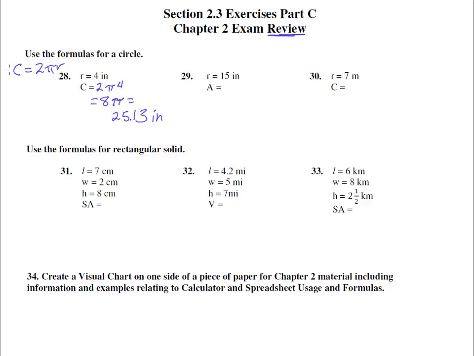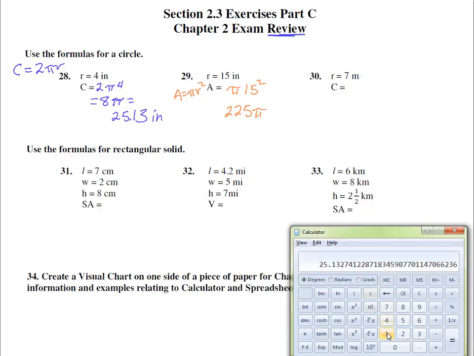This time we're using the formula for area. So this is going to be area equals pi r squared. That's the formula that comes out of the textbook. So we stick that in, pi times 15 squared, which is 225 pi, or if we stick it in the calculator, we could write it as 15 squared times pi equals 706.86, or 706.9.